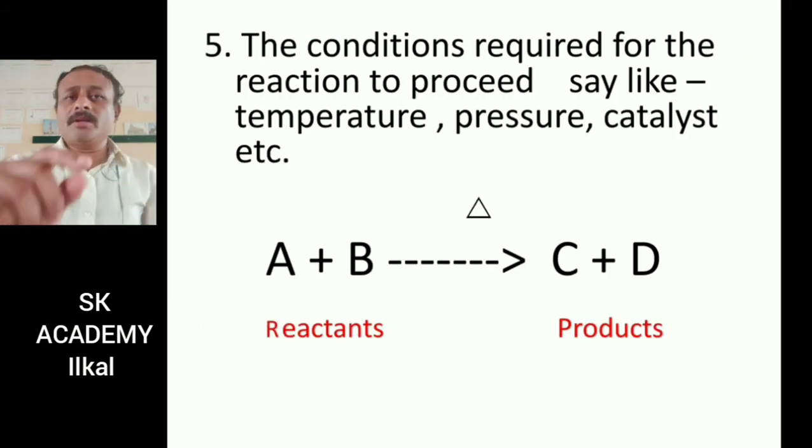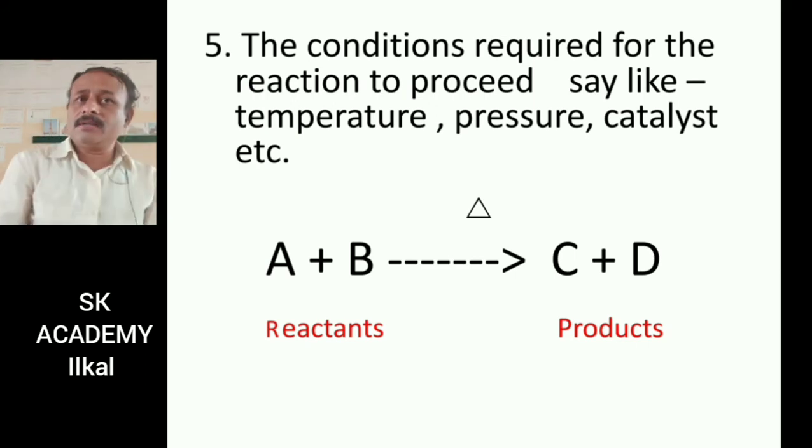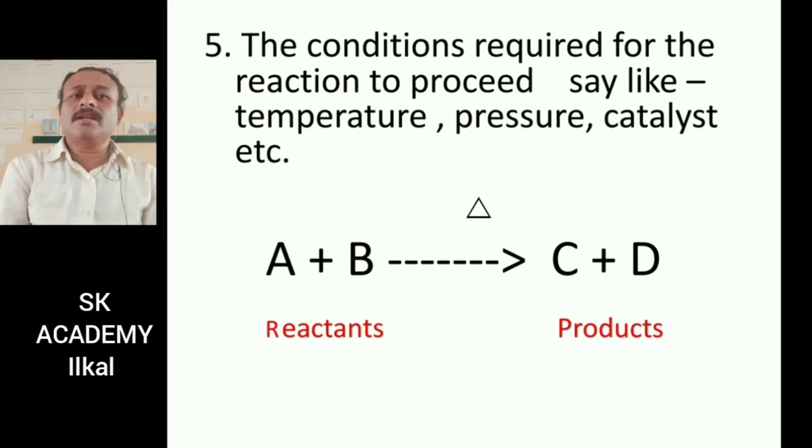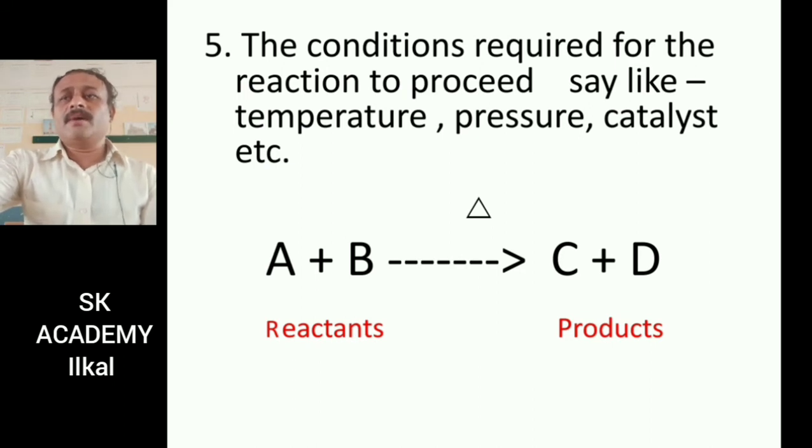Next, the fifth point: conditions are required for the reaction to proceed. Some reactions are carried out only when a temperature is supplied to the reactants, meaning the temperature is needed to carry out the chemical reaction. Somewhere, by changing the pressure, chemical reactions are carried out. Sometimes, to increase the rate or the speed of the chemical reaction, we use some catalyst.